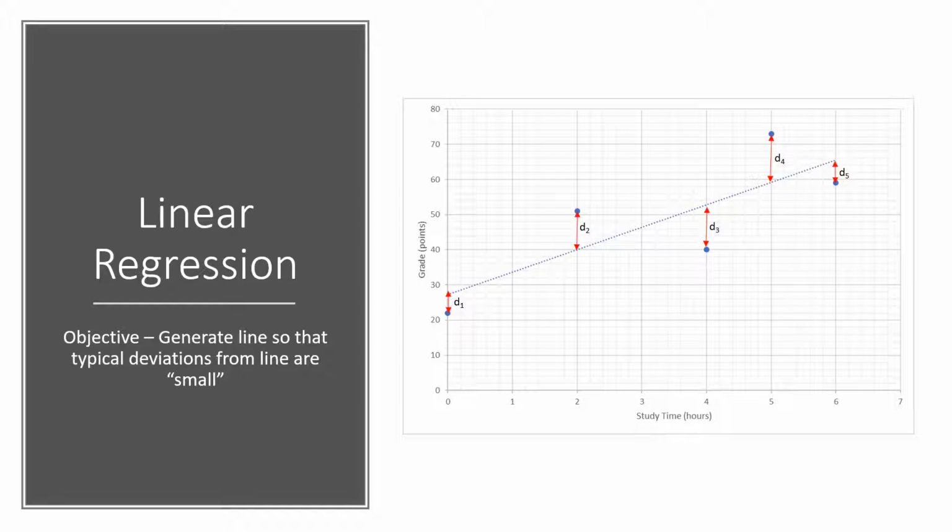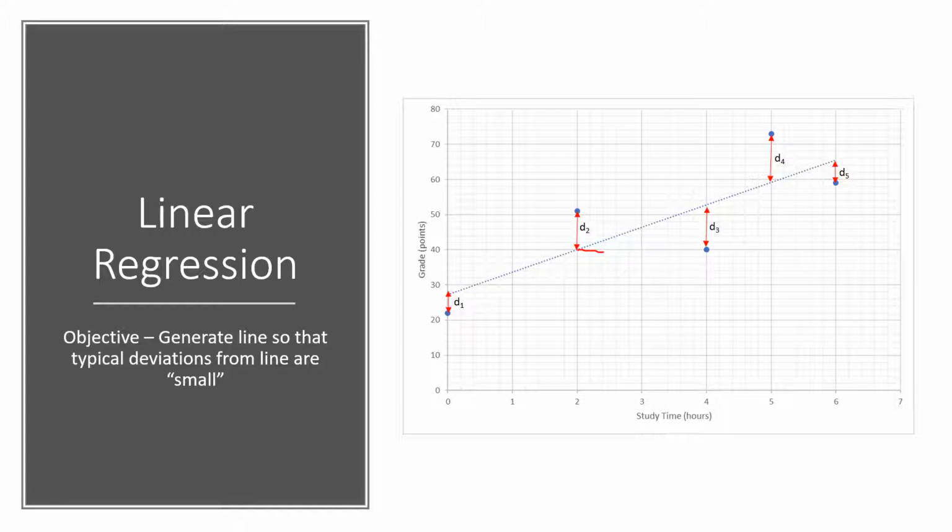The deviations that I'm talking about are the deviations of the actual measured value minus the value on the line with the same independent variable. Let me get a little bit more specific. Let's say we have study time of 2 hours, and the actual grade for this particular student was about 51 points, and the predicted value is right here, around 40 points. So the deviation in this case would be 11.